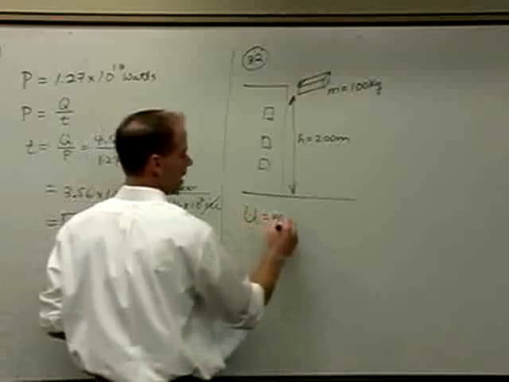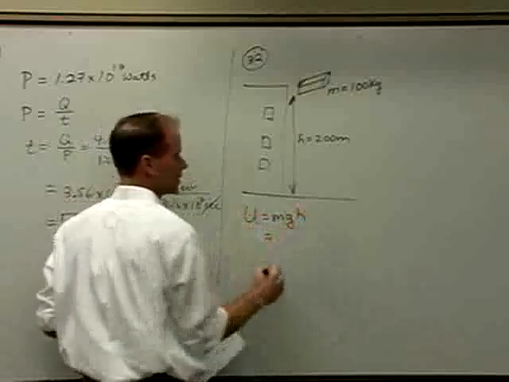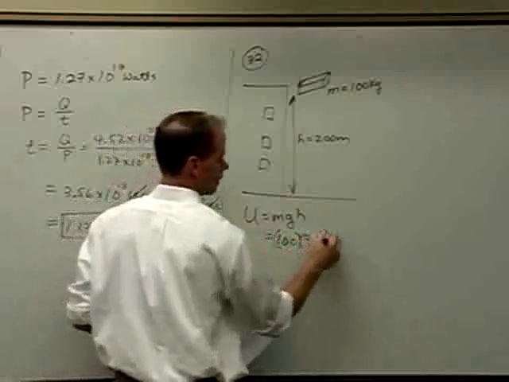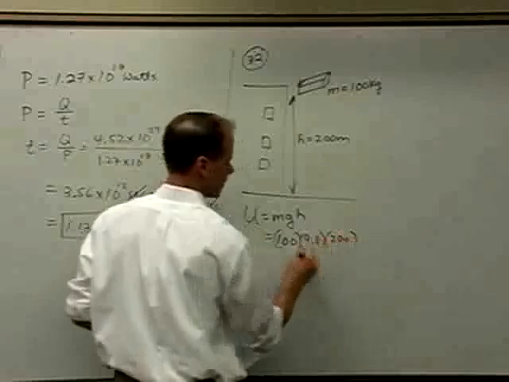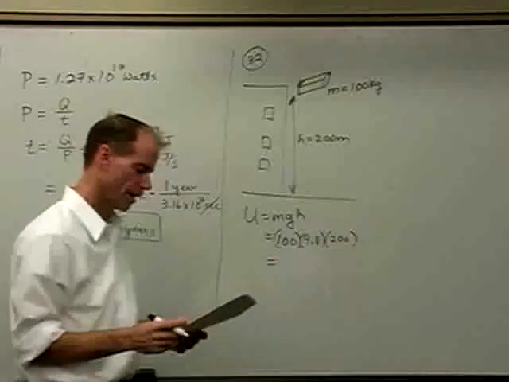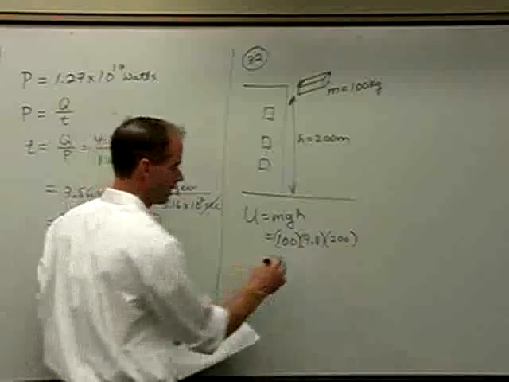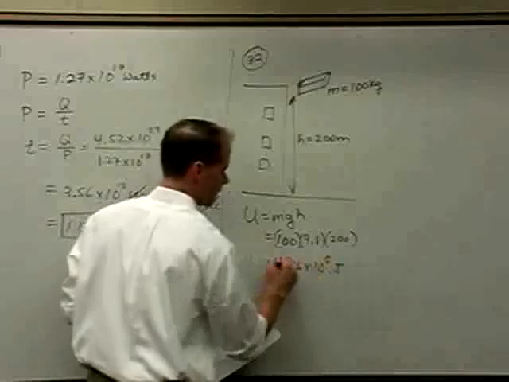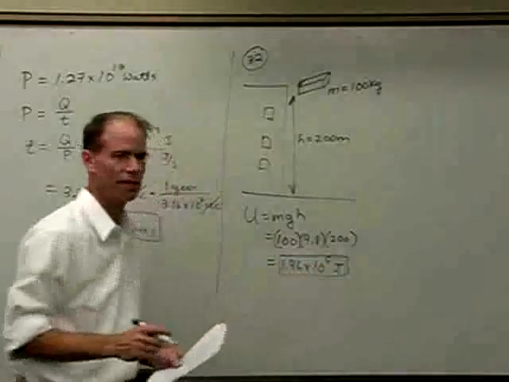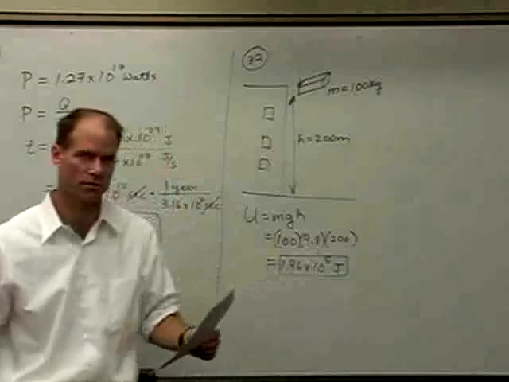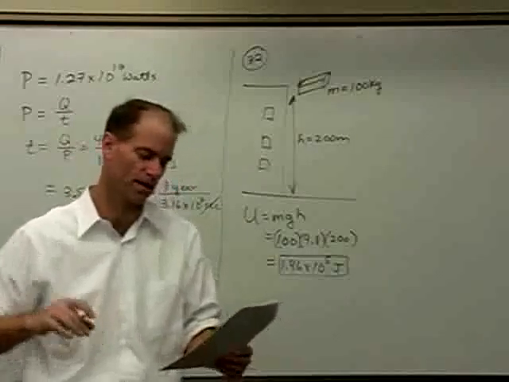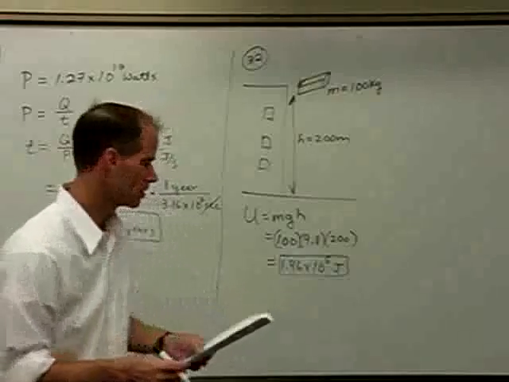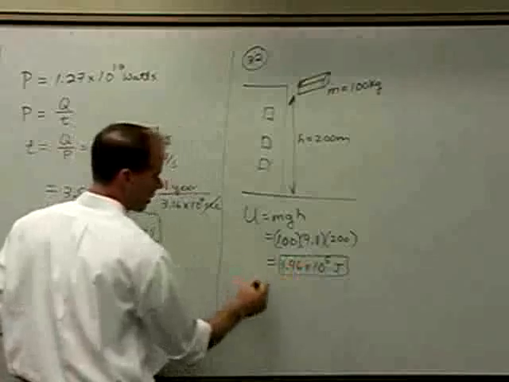Potential energy is just mgh from mechanics. And that's going to be 100 kilograms times 9.8 times 200 meters. This will give us the energy, which turns out to be 1.96 times 10 to the 5 joules. That's how much energy we need to now distribute in the marble slab, and as a result of that, the marble slab is going to increase in temperature. So all this will go into heat.